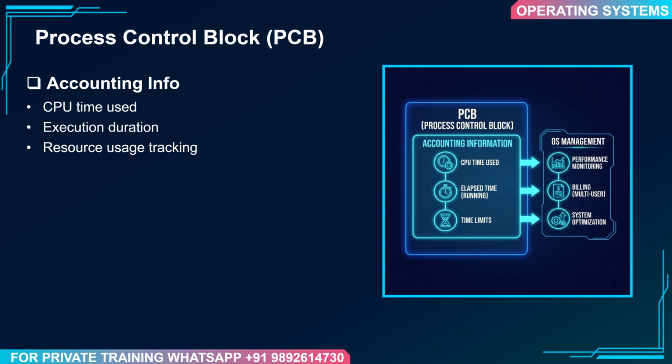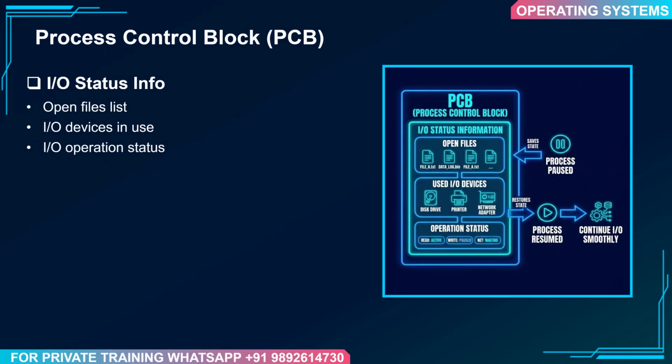This information is important for performance monitoring, billing in multi-user systems, and system optimization. For example, in a server environment, accounting data helps administrators understand which processes are consuming the most resources. The PCB also contains I/O status information. Processes often need to read from or write to files, disks, printers, or network devices. The PCB keeps track of which files are open, which I/O devices are being used, and the status of I/O operations. This ensures that when a process is paused and later resumed, its I/O operations can continue smoothly.